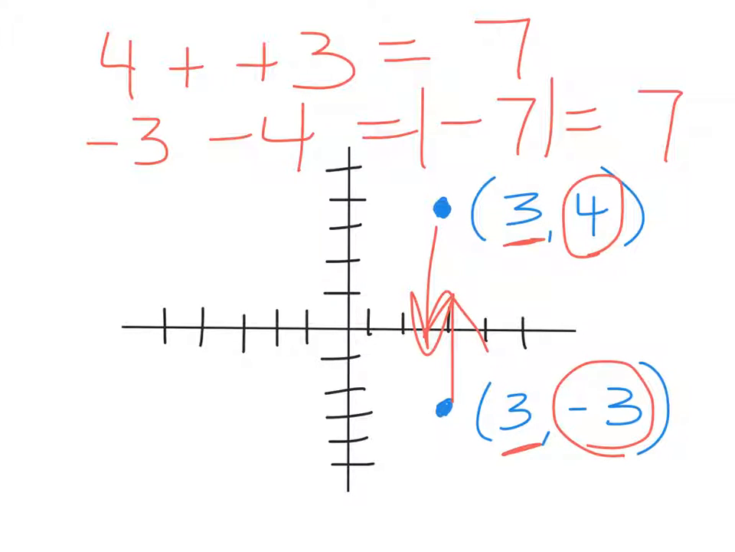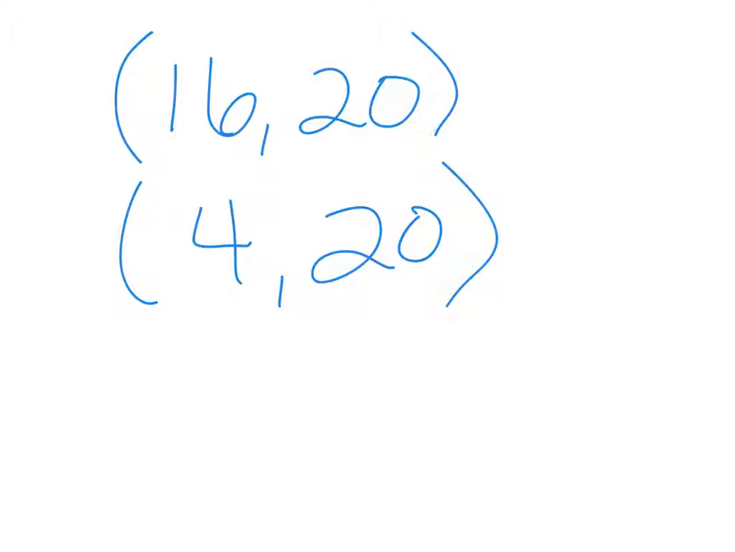Let's try one more example and then we'll be done. All right, so this example doesn't even have a graph. What we notice here is that they're both at the same y value. So we know that they would be on the same height. It's just their right or left that would be different, right?